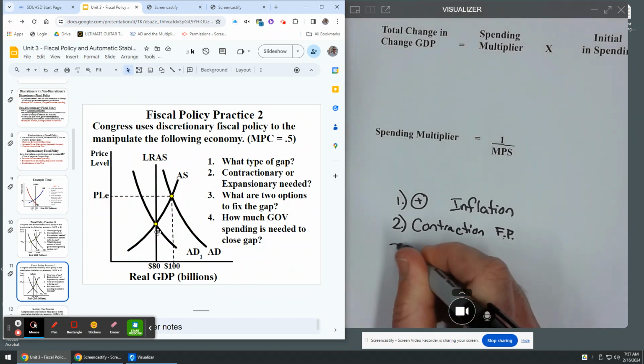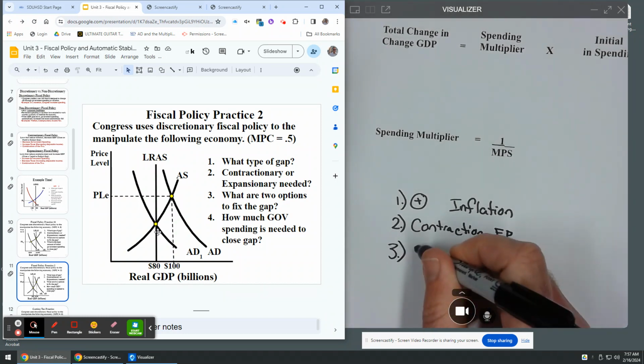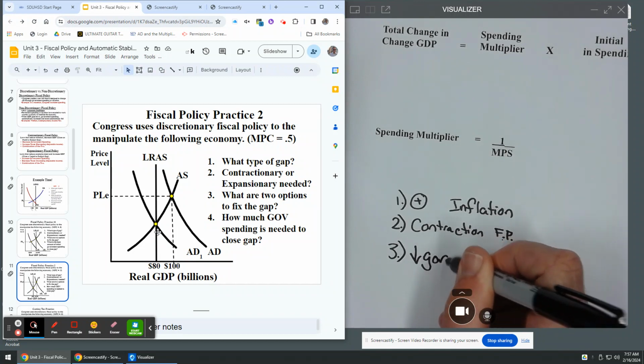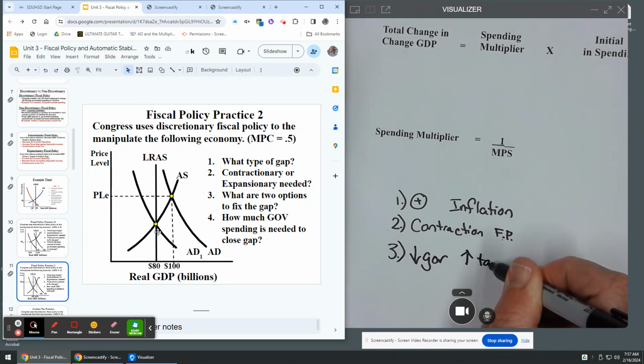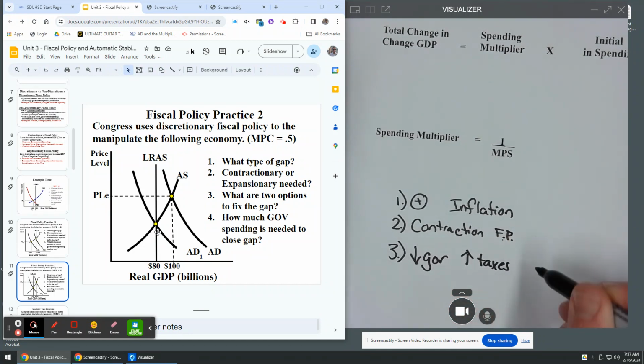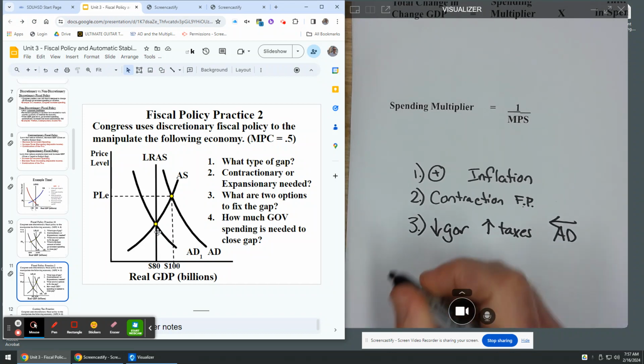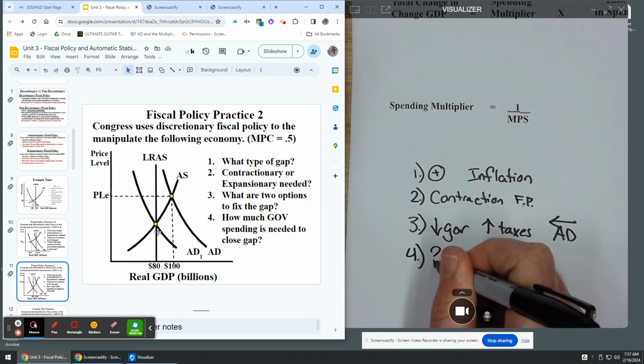What are my two options this time? Well, this time my option would be to decrease government spending or increase taxes. Both of those would bring aggregate demand to the left. How much spending is needed to close the gap? All right, well, there's our big question.